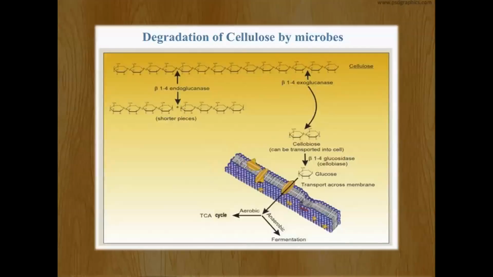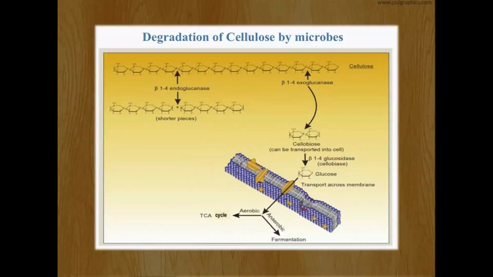Cellulose is a polymer. The cellulose contains glucose units which are linked by beta-1,4 glycosidic linkages. It is insoluble in water. Now this cellulose can be degraded with the help of certain microbial enzymes secreted from fungi like Aspergillus or Humicola and so on.